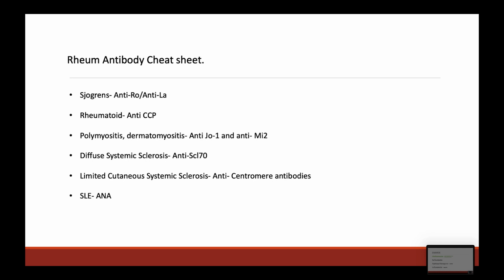So here's the rheumatology antibody cheat sheet that I promised at the start. It's a very small list. There's a few others that you need to know, but these are the ones that definitely will come up, and you need to know these. Okay, I won't go through them individually.